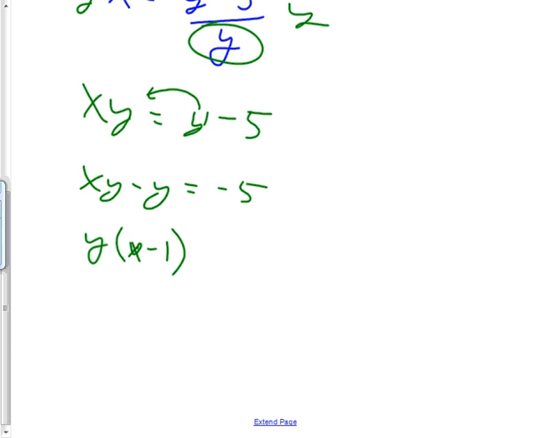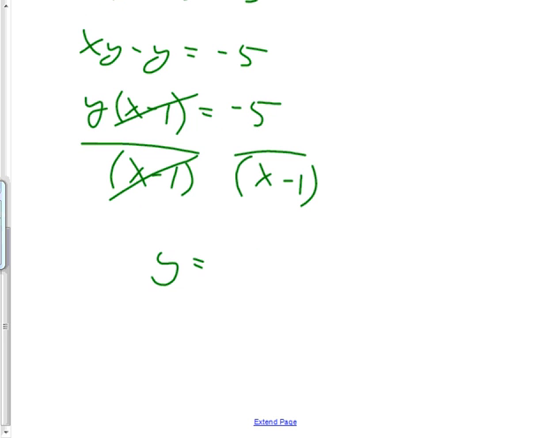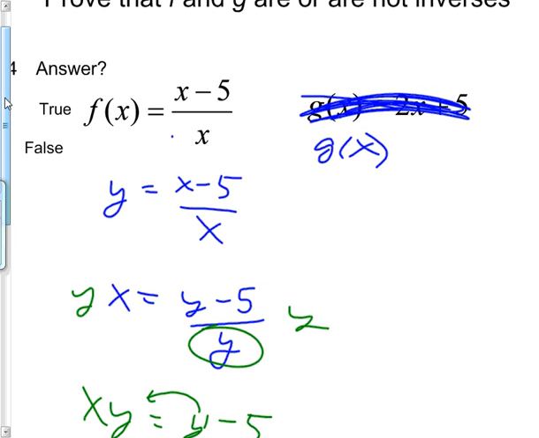Sorry. X. Yeah, actually I had that right. Y comes out, x minus 1. Then I have to divide by x minus 1. Then this will cancel this, and y is now alone. Raise your hand if you had that one right. Okay, good. So now, I've got my little function. I have now done its inverse, and it's negative 5 over x minus 1. Negative 5 over x minus 1.